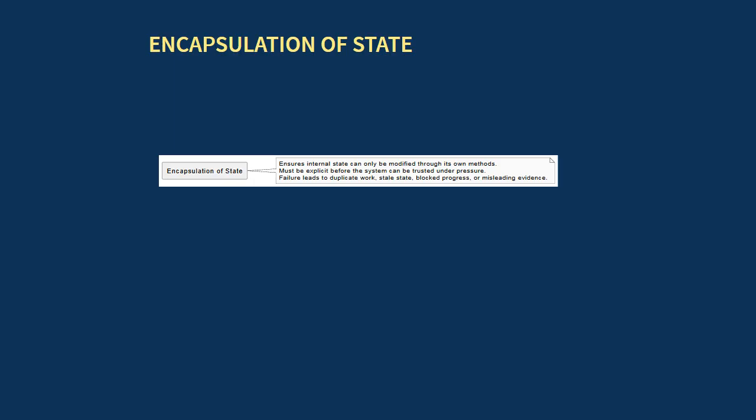Encapsulation of state means that an object's internal state can only be modified through its methods. This principle is crucial for maintaining system integrity under pressure. If we ignore this, what kind of failure modes might we encounter? You could face issues such as duplicate work or stale state, undermining the reliability of your system.